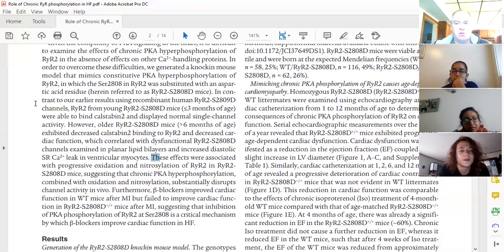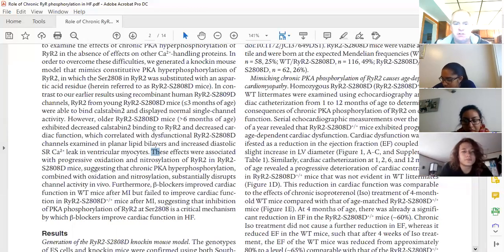Okay. So getting back to my initial question, why is it beta blockers help function? It's because it's blocking production of cyclic AMP and hyperphosphorylation of the ryanodine receptor. Okay, well, this is hard. This is a struggle.